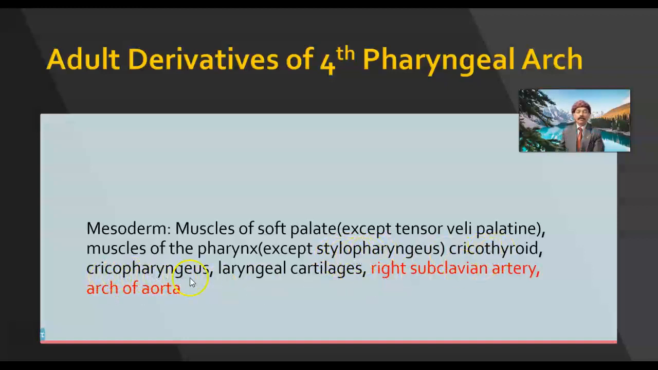Cricothyroid, cricopharyngeus, laryngeal cartilage. These are coming from the fourth pharyngeal arch. Laryngeal cartilage means thyroid cartilage, cricoid cartilage, as well as the arytenoid, corniculate, and cuneiform cartilage. Blood vessels: right subclavian artery and arch of the aorta from the fourth pharyngeal arch.